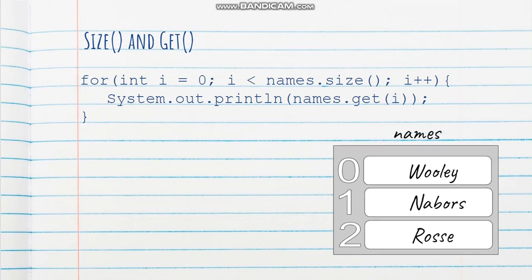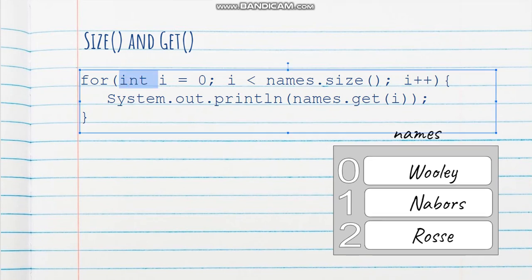So if we wanted to print out all the things in the list, we could say start at 0, i is less than names.size, go all the way to the end, i++, System.out.println(names.get(i)). And that would start at 0, and it would get Woolly, and then it would get Neighbors, and then it would get Ross. Easy peasy.